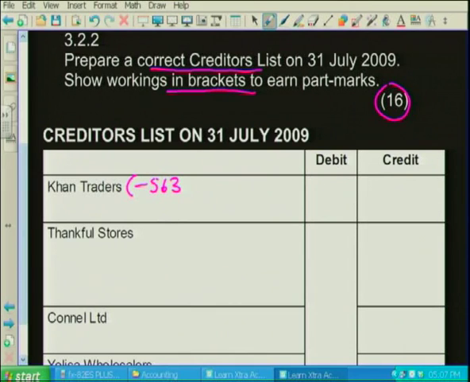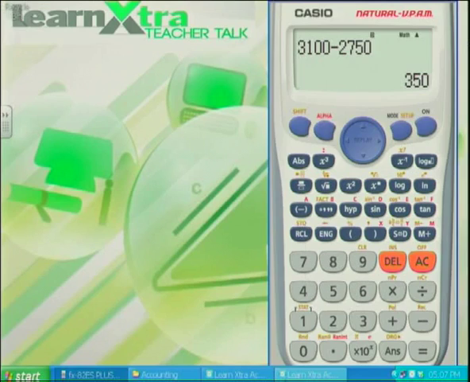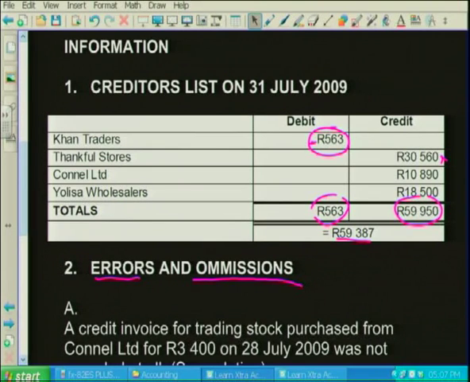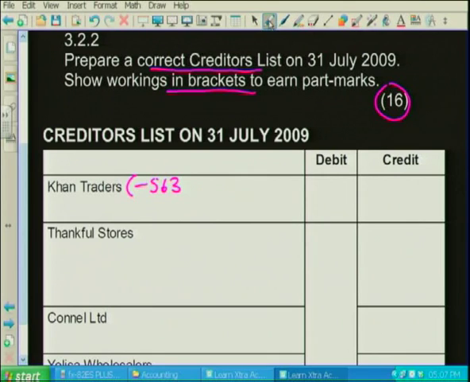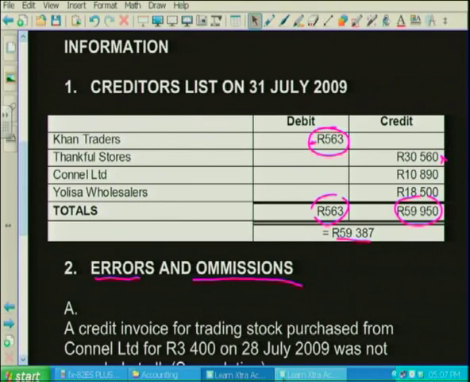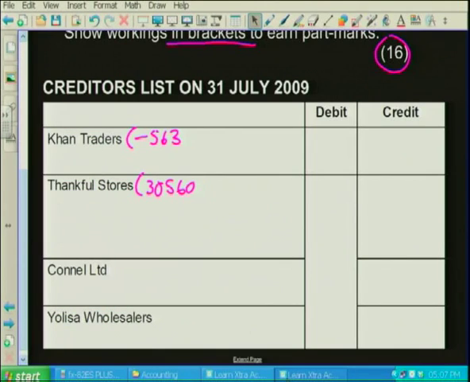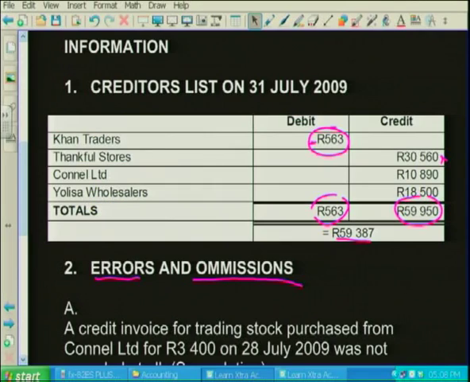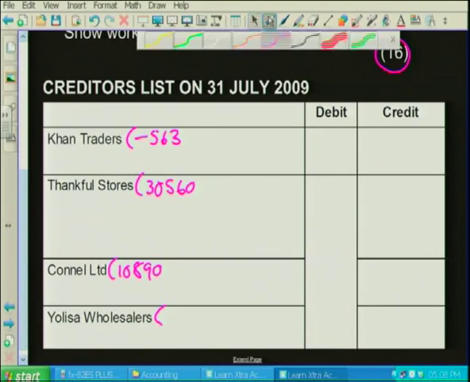Right, next creditor, Thankful Stores. Let's go to their balance. For Thankful Stores, we are owing them 30,560. So let's bring that amount down in brackets as well, an amount of 30,560. That's the balance that we're owing them. Canal Limited, an amount of 18,000. No, that's Ulisa Wholesalers. Canal Limited, 10,890. So again, bring down that balance, in open brackets, 10,890. And then finally, Ulisa Wholesalers, the very last creditor, an amount of 18,500, in brackets again, 18,500.